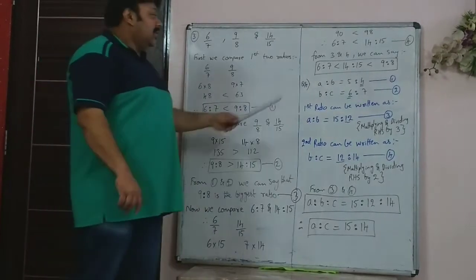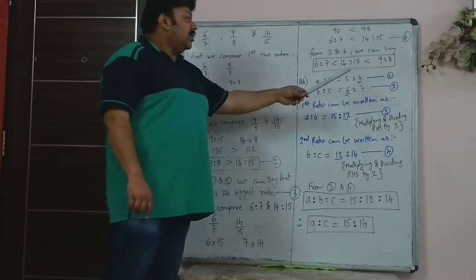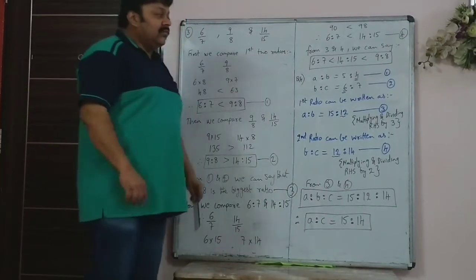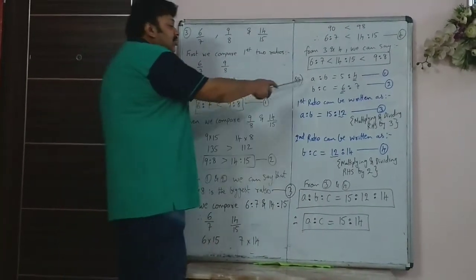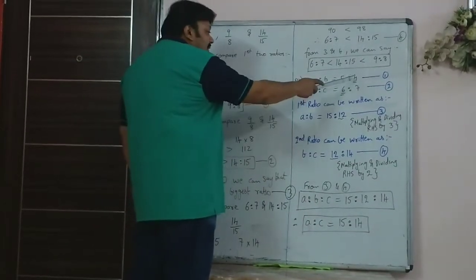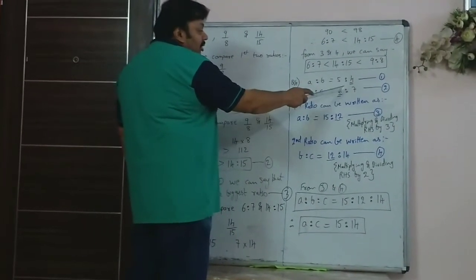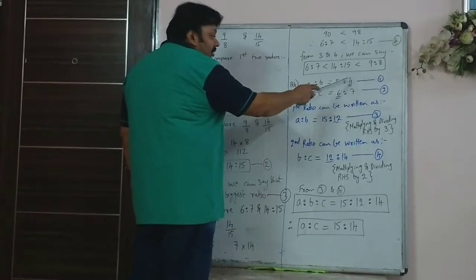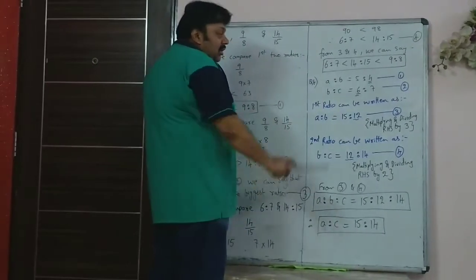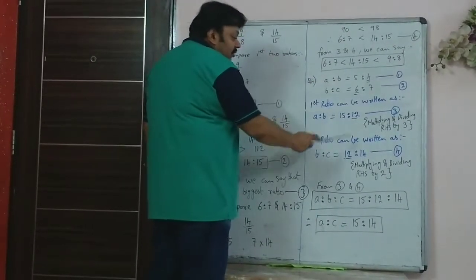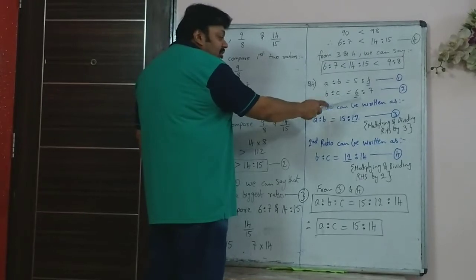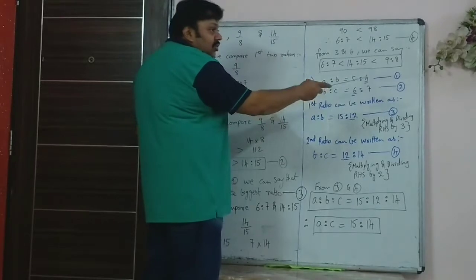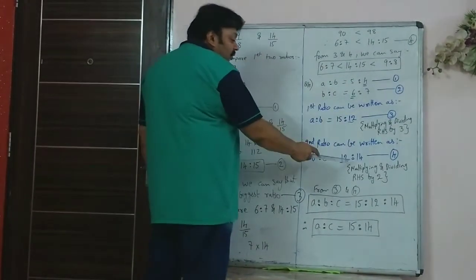So next sum, question number 4. We have A is to B is 5 is to 4, and we are given B is to C is 6 is to 7. Now if you want to compare A is to B is to C, you have to make these two terms same. In order to make these two terms same, I can multiply and divide the equation 1 right hand side by 3. So it will become 15 is to 12. And in order to make this also 12, I will have to multiply and divide this ratio by 2. So this becomes 12 is to 14.